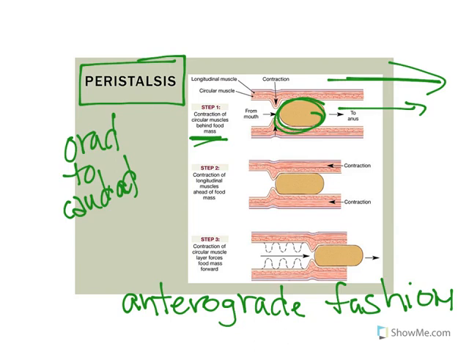Now also simultaneously, the longitudinal layer of muscle behind that bolus of food, and here's our bolus of food here, that longitudinal layer behind it will relax, but ahead of it, it contracts. So actually when it contracts, it's moving like this. So it's going to help it kind of move along.